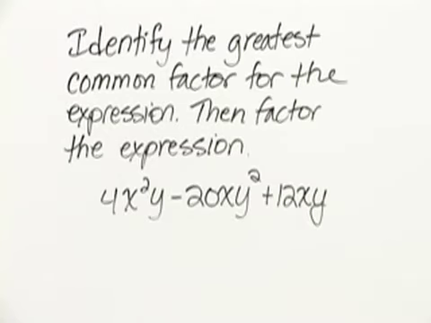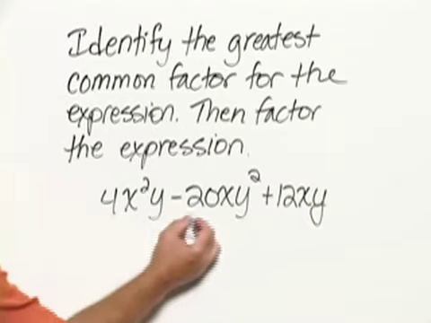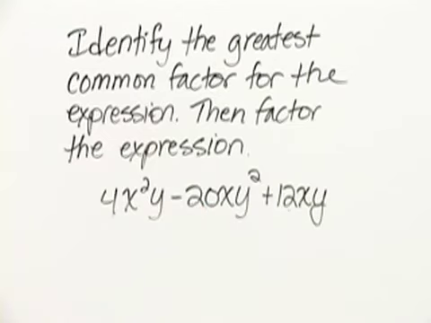So, to identify the greatest common factor, let's start with the constants of 4, 20, and 12. The largest number that divides into each of those, or all three of those, is the number 4. So that will be part of the greatest common factor.